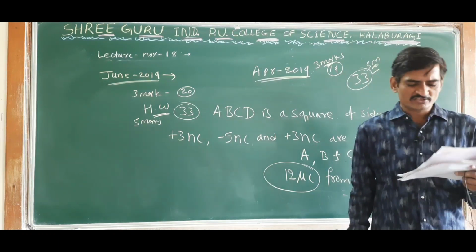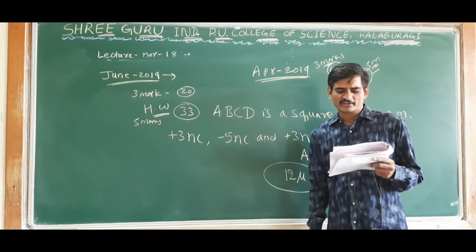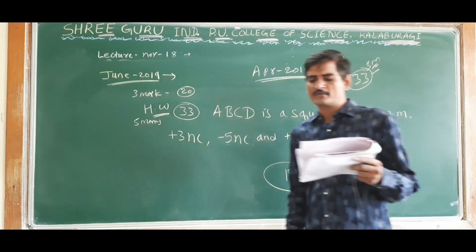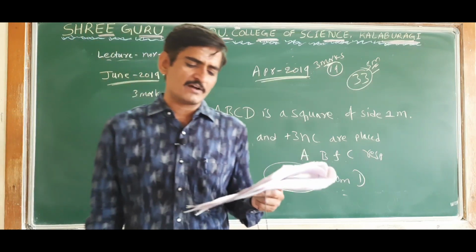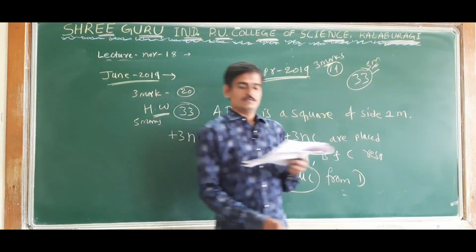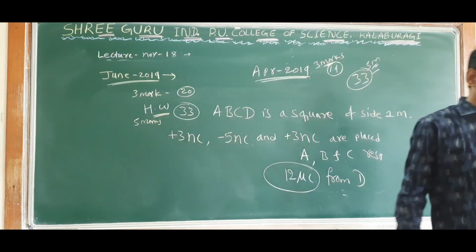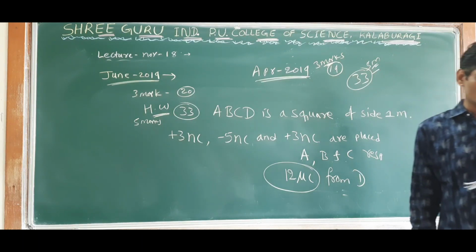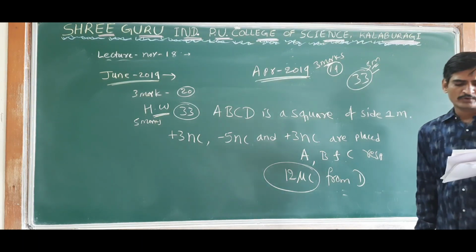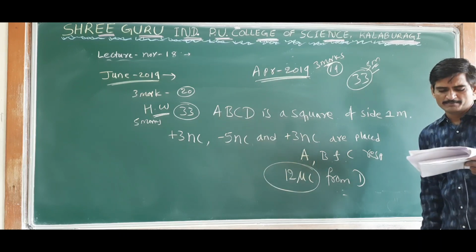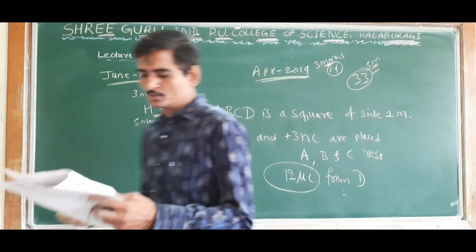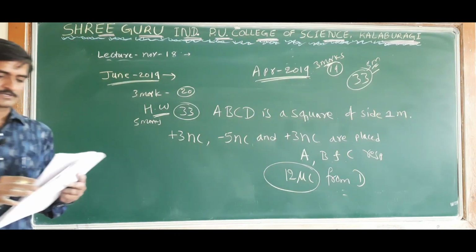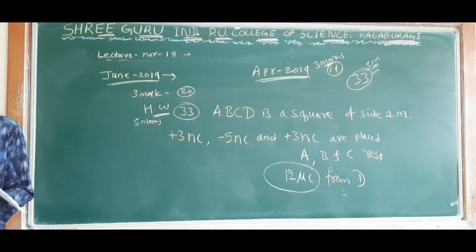when it is charged by connecting the battery of 200 volt. In the bracket, given epsilon naught is equal to 8.854 into 10 to the power minus 12 farad per meter. This is question number 33 for 5 marks in April 2019. Understood? Okay, so next.